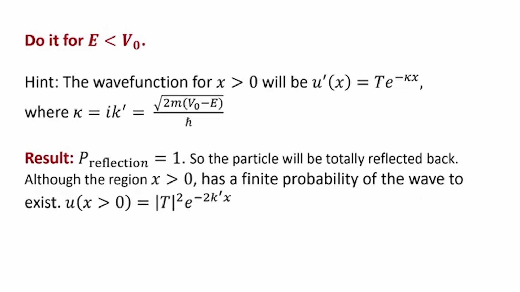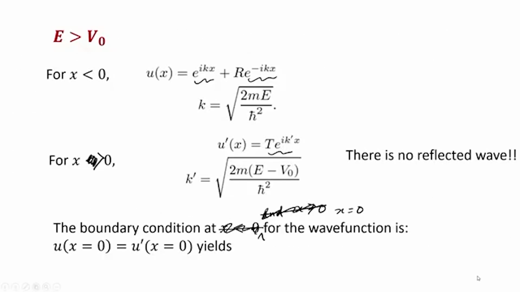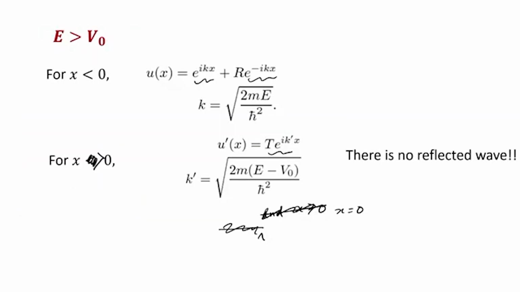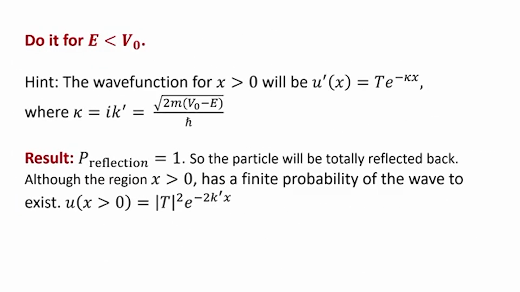And I leave it to you to do E less than V 0. The hint is that for x greater than 0, the particle's energy is lesser than the barrier height. So, you will have k prime actually be a complex quantity, and you write it as kappa the way we have shown, and you get exponential minus kappa x, where kappa is equal to i k prime, which is equal to square root of 2m(V naught minus E) by h cross. Okay.